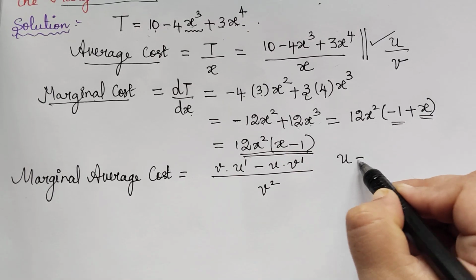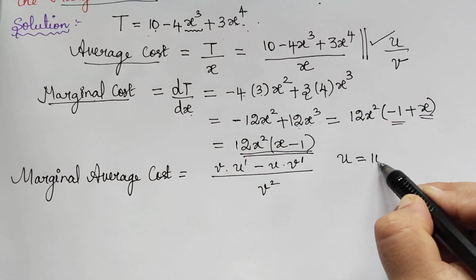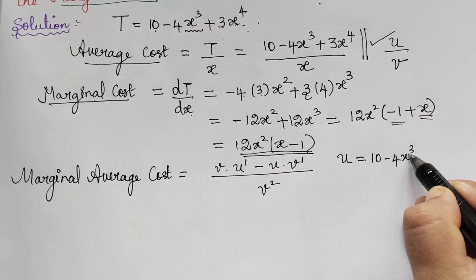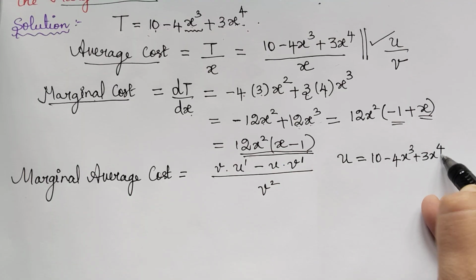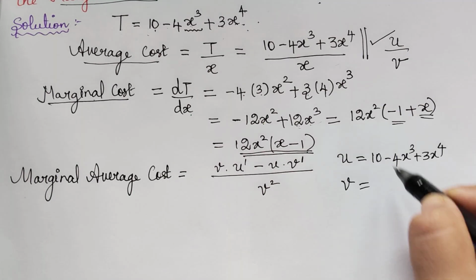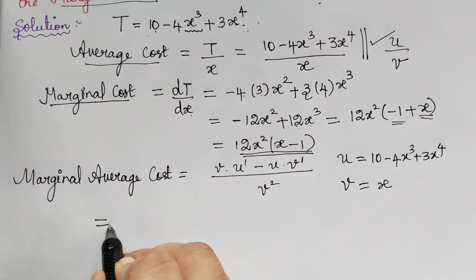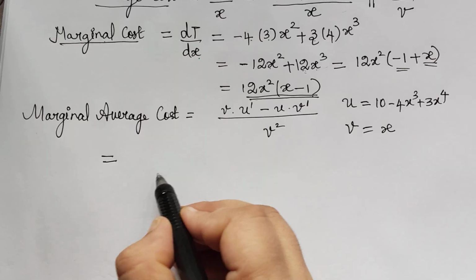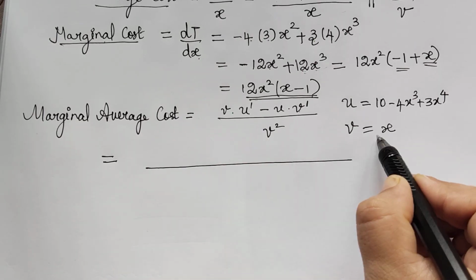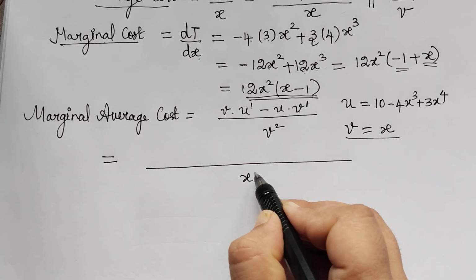Now here u is equal to what? The numerator. So 10 minus 4x cube plus 3x to the power 4, and v is what? The denominator, which is x. So now let us use this formula here. So that will be equal to, in the denominator we have v square. So v is what? x. So it will be x square.